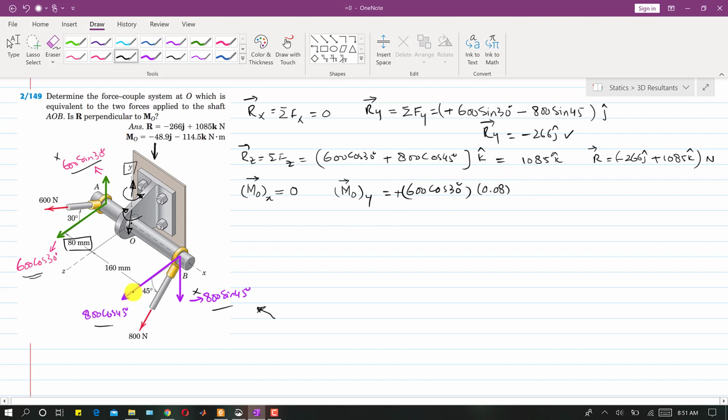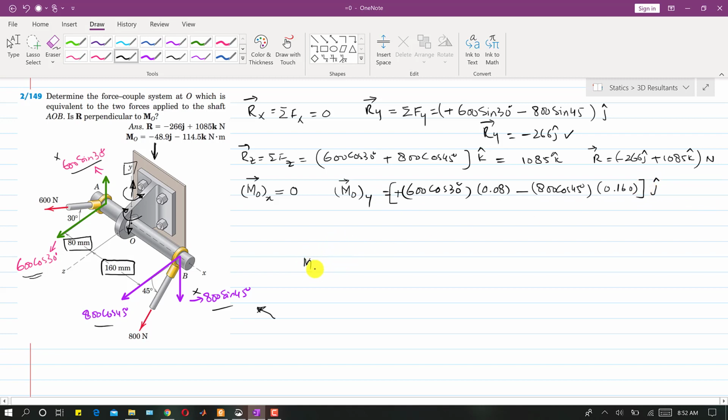And similarly, this 800 Newton force is producing the moment in the negative y direction, so I will write minus. This will be 800 cos of 45 degrees times the perpendicular distance. This distance is 160 mm, so we will multiply this with 0.160, and this whole moment is along the j-axis. I will solve this a bit later.